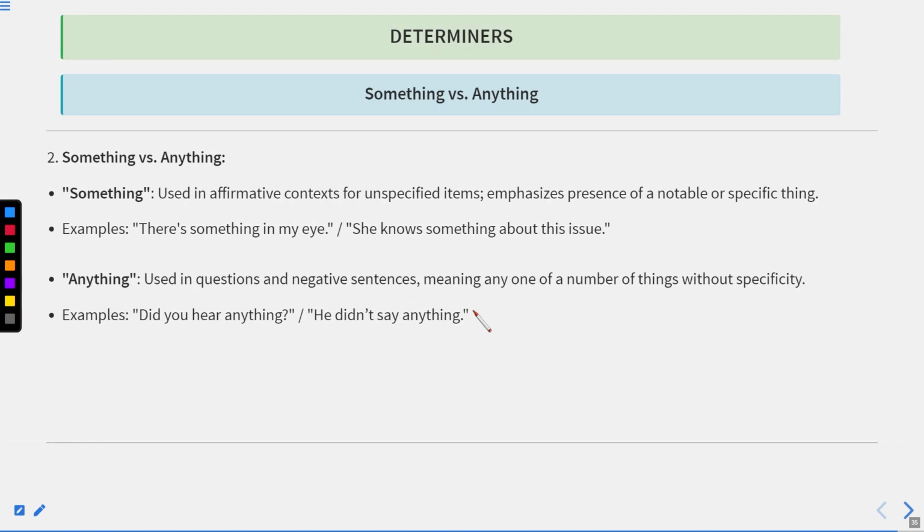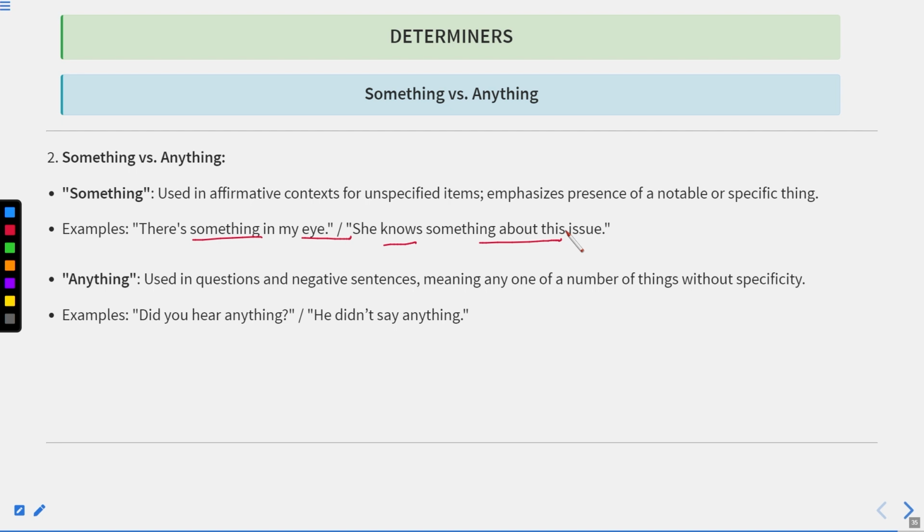Then something versus anything. Something is used in affirmative context for an unspecified item. Something means a little amount of something. It emphasizes the presence of a notable or specific thing. Examples: there is something in my eye. She knows something about this issue. It means there is some particular information which she has about the issue.